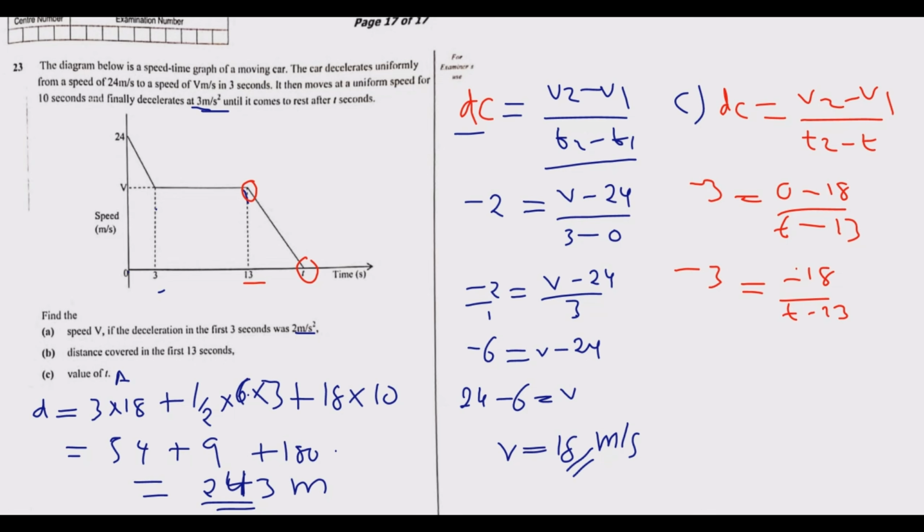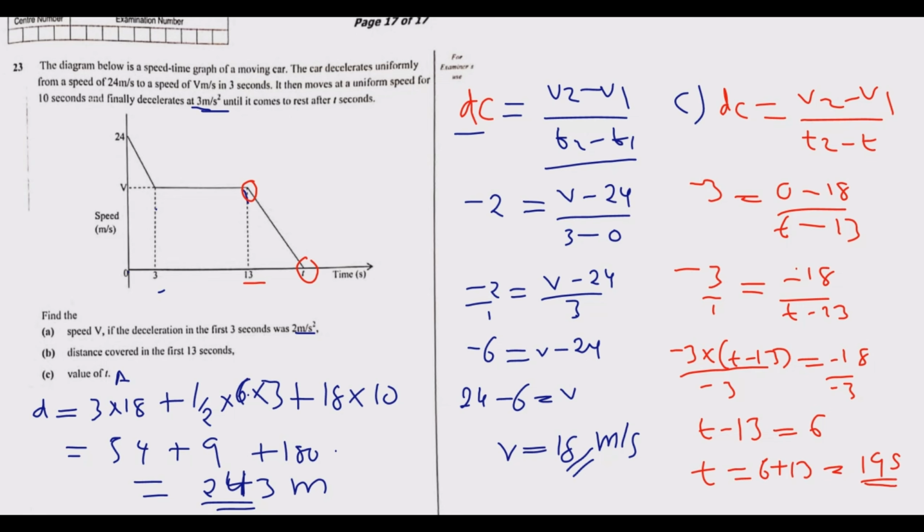Then this is over 1, so it will be negative 3 multiplied by t minus 13 is equal to negative 18. Then we divide by negative 3, then we have t minus 13 is equal to 6. So t is 6 plus 13, which is equal to 19 seconds. So 19 seconds is our answer. So t is 19.